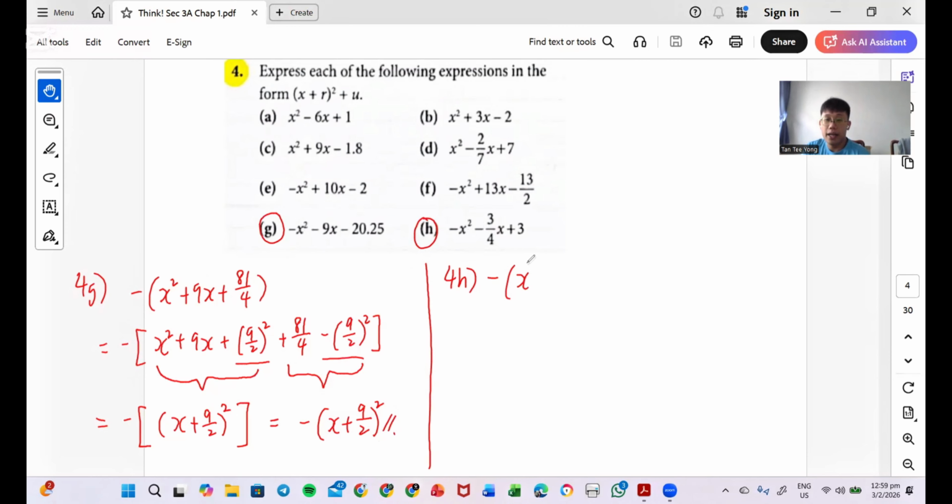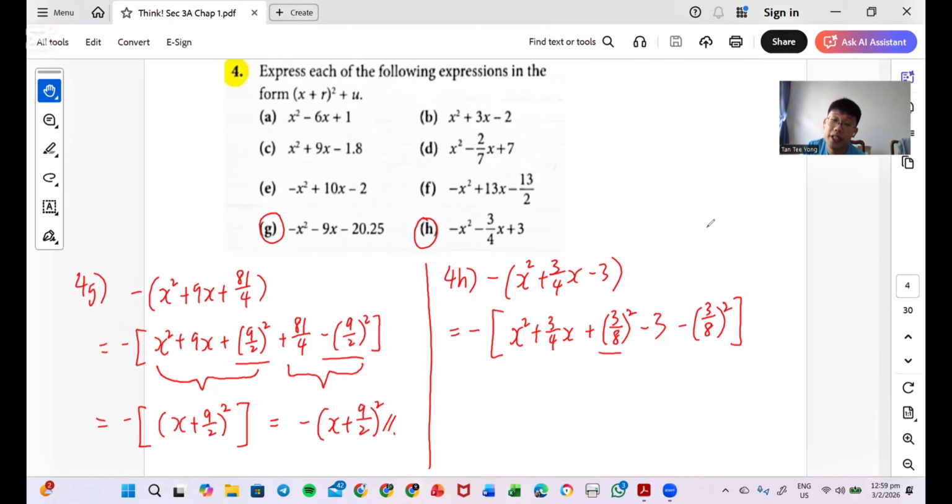So negative bracket x squared plus 3 over 4x minus 3. Okay, so equal negative square bracket, right? X squared plus 3 over 4x now is plus 3 over 8 square. Okay, minus 3, then minus 3 over 8 square. Close the bracket. How did I get 3 over 8? Same thing. 3 over 4 divided by 2. 3 over 4 is from here. Okay, so equals to 3 over 8.